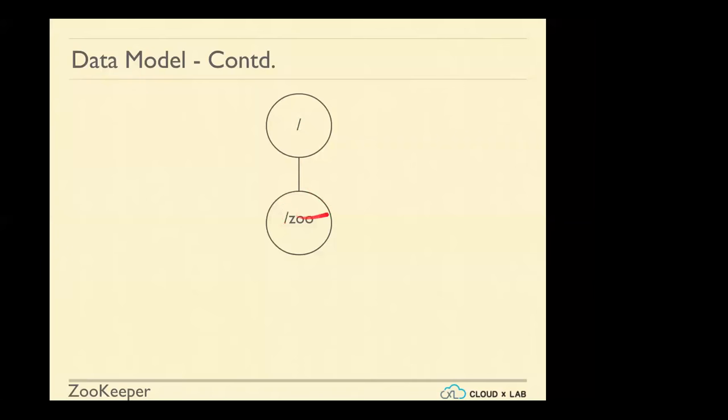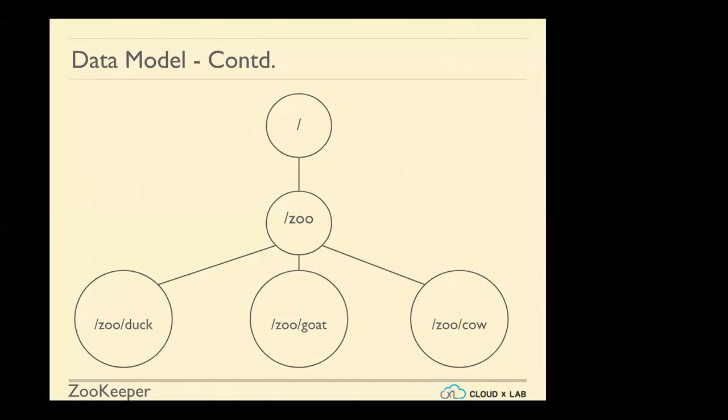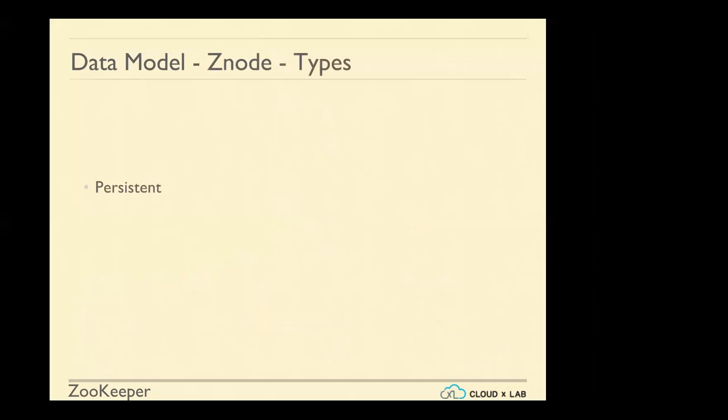Inside it, let's say Zoo is there, and then Zoo has duck, goat, and cow. All of these Znodes can have data. Unlike the Windows folder structure, where there is a folder or a file, here there is only one thing called a Znode. This is a Znode, this is a Znode, this is a Znode. So your question would be, where do we keep data? We keep data on every Znode in the form of JSON objects. So that's what the Znode is about. There are three kinds of Znode.